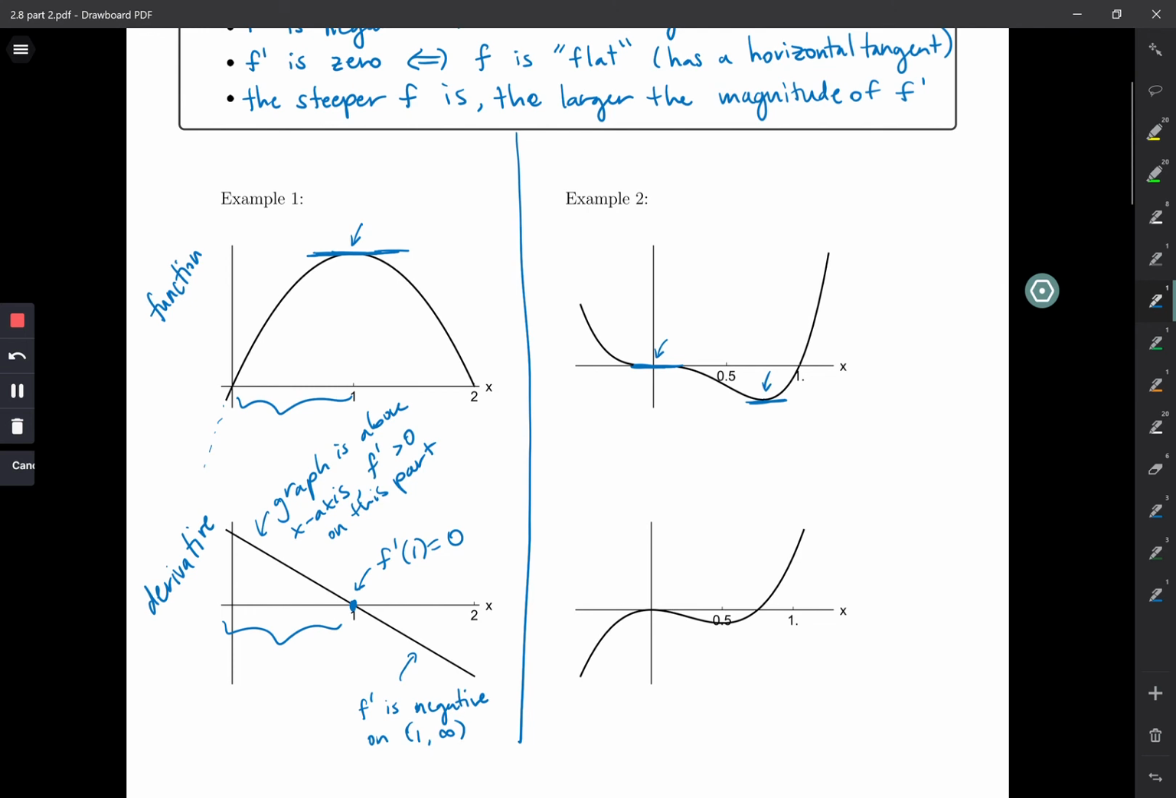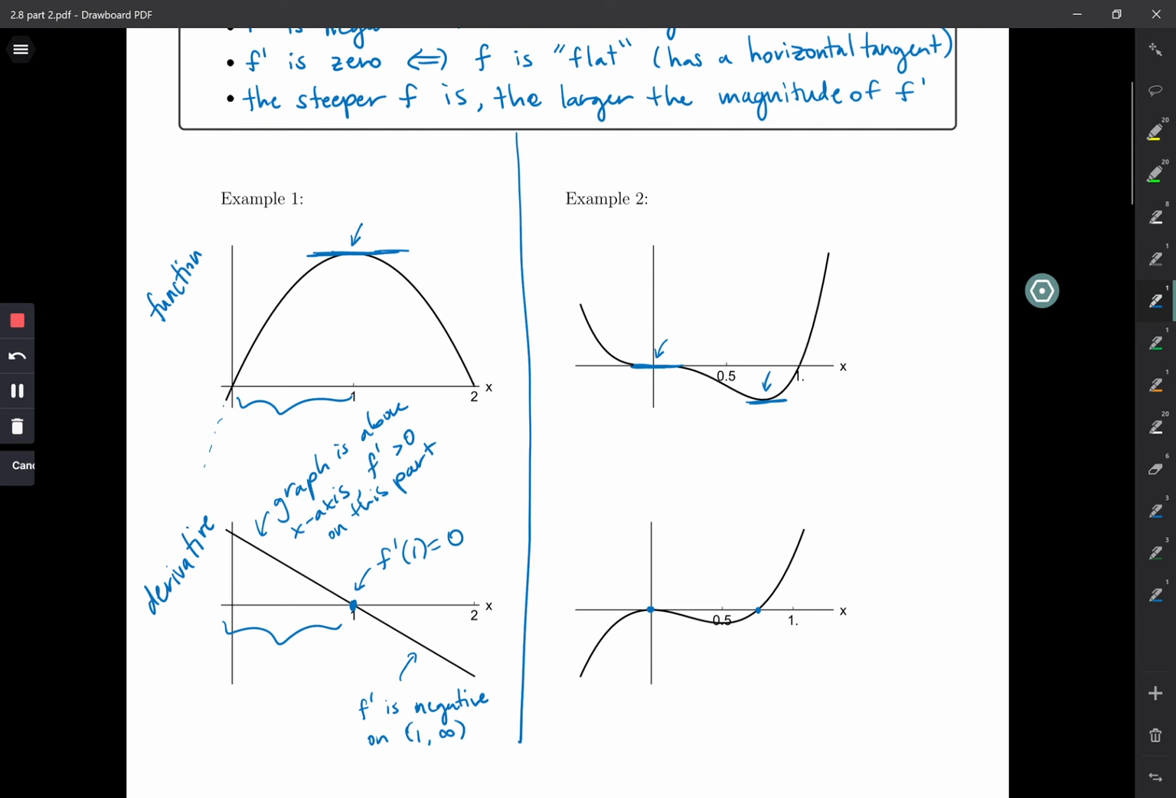And so if we look down at the graph of the derivative, we see that it touches the x-axis at 0, so that's one of our horizontal tangents, and then it also touches the x-axis at that point where we noted there was another horizontal tangent. So right, so far everything lines up.